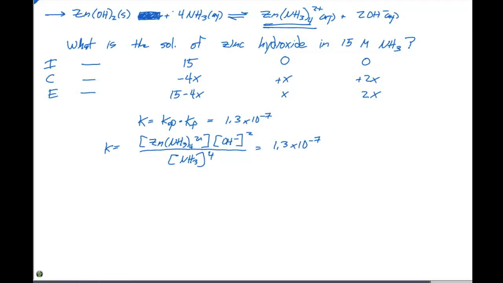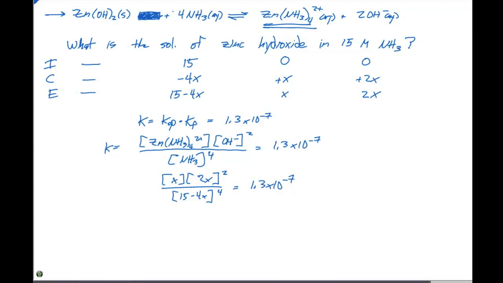So we can now plug in our equilibrium concentrations in order to solve for X. In this particular case, our complex ion concentration is going to be X. The concentration of OH minus is going to be 2X, and we need to square that. And the concentration of the ammonia is going to be 15 minus 4X to the 4th power. This is going to give 1.3 times 10 to the minus 7, which is our equilibrium constant for the overall reaction.